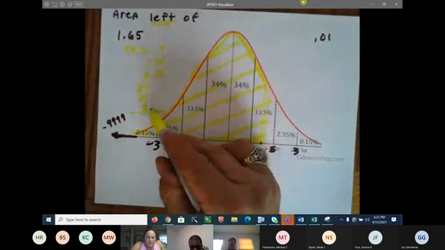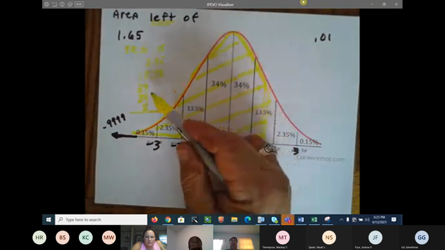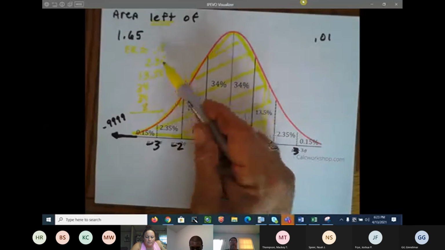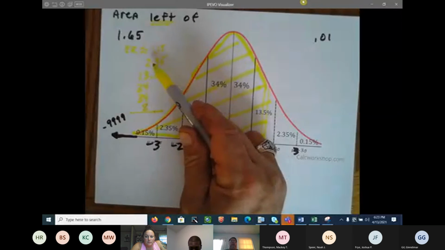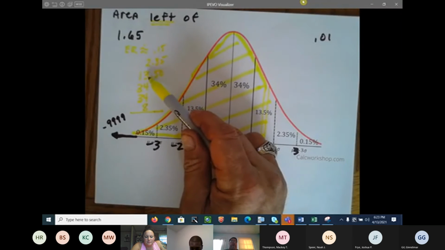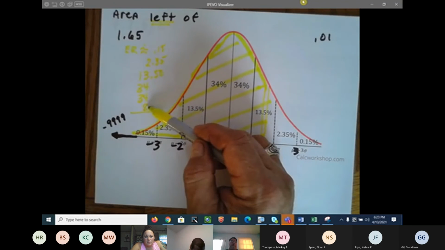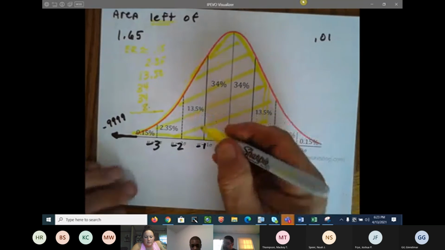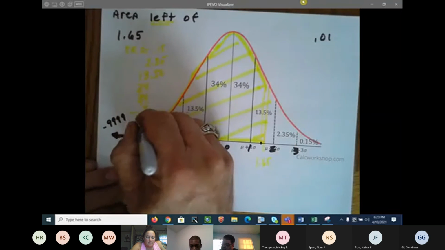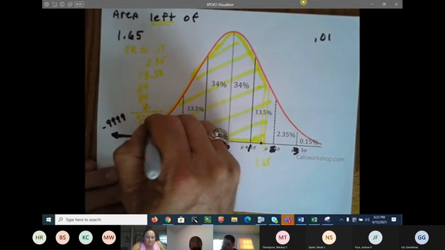You could have 7 right here. 34 and 34 is 68. That's 70. That's 83. 91. I'm going to say 92. 0.9200. And that's my estimate.